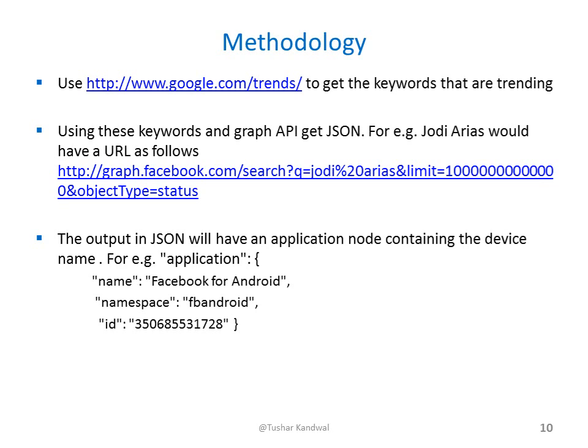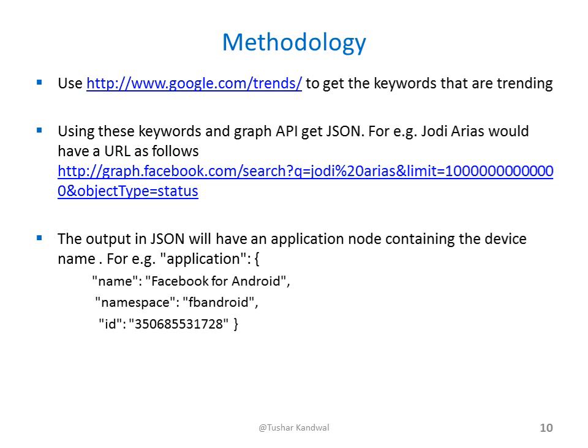And the object type is given as status. We did this because we wanted to limit our working model to only status updates and not pictures or forwards or shares or likes that people have on Facebook. So the output in JSON will have an application node which is containing the device name. Like how we see out here, the application node has three nodes under it, that is name, namespace, and ID. The namespace FB Android basically tells us that this particular device is using Facebook for Android.